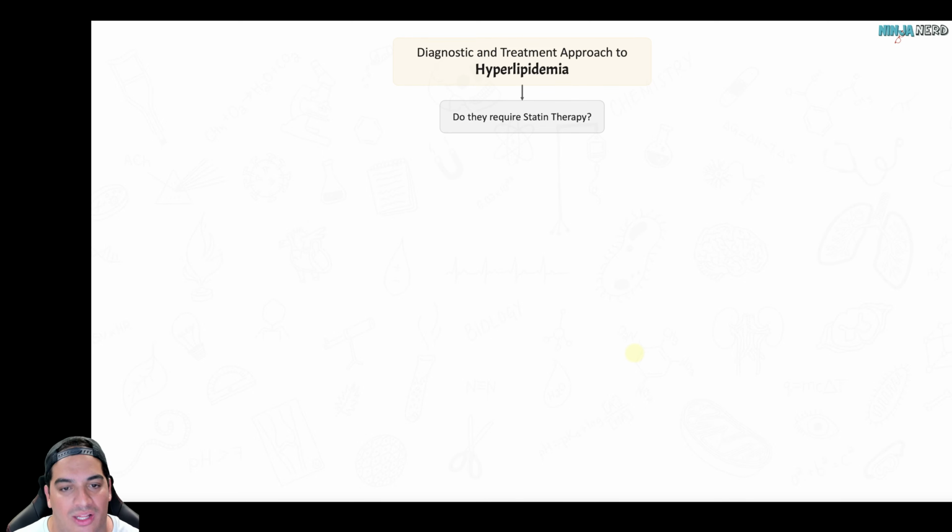Well, the first thing that you have to be able to ask yourself when you're treating hyperlipidemia or trying to diagnose it, even in general, is are they going to require statin therapy? Statins are the primary therapy for hyperlipidemia, regardless of the type. And when you think about this, there's about 4 reasons why you would do this.